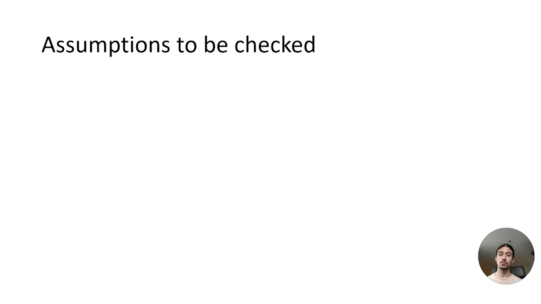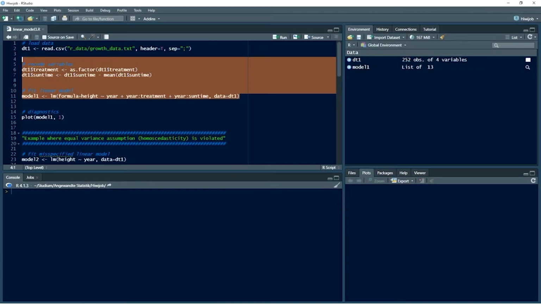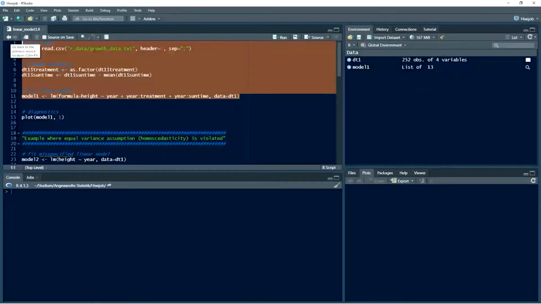With the help of the residual plot, we can check the assumption of linearity, the assumption of independent errors, and the assumption of homoscedastic errors, which is just a synonym for errors with equal variance. So let's dive right in. We start by fitting the linear model for the height of trees that we know from the last video and save it in the variable model1.